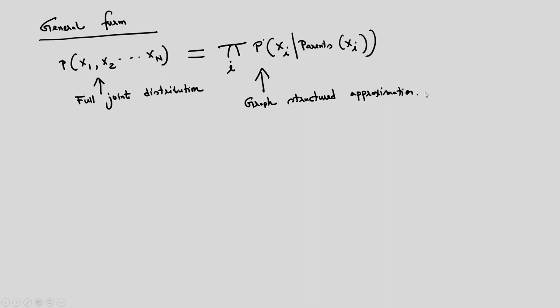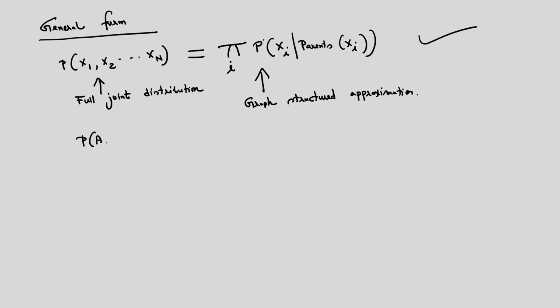So, in this case, what we are considering is the conditional independence assumption. If I consider the conditional independence, then I can consider this representation. So, we are considering the full joint distribution. After this, I am getting the graph structure's approximation.